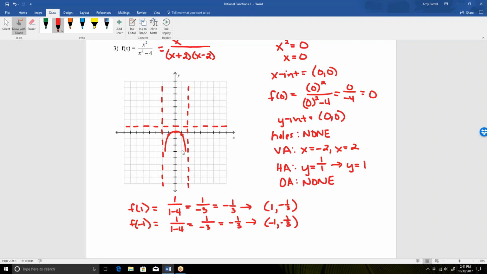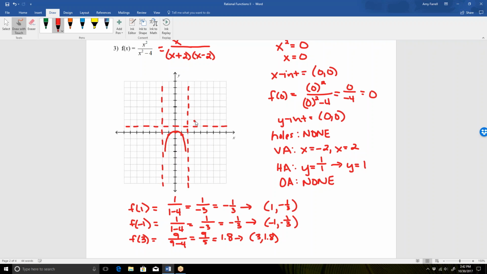Okay, but what is going on to the left and right of these vertical asymptotes? So maybe I'll plug in 3 or 4. It doesn't really matter. How about 3? When I plug in 3, I get 9 over 9 minus 4. This would be 9 over 5. 9 over 5 is the same thing as 1.8. So almost 2. So (3, 1.8).